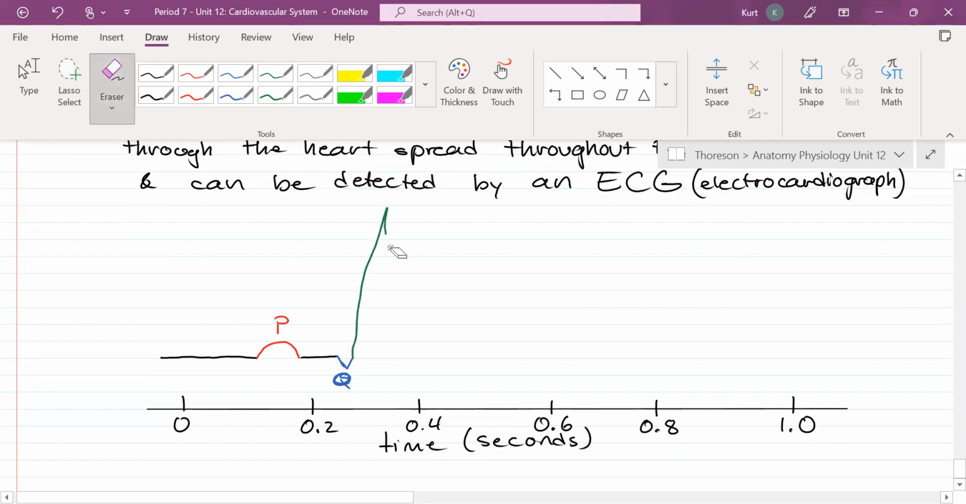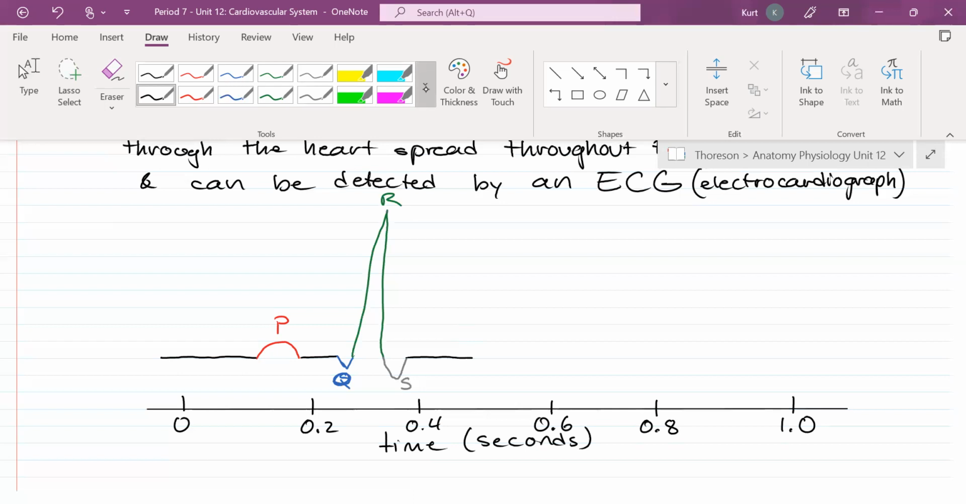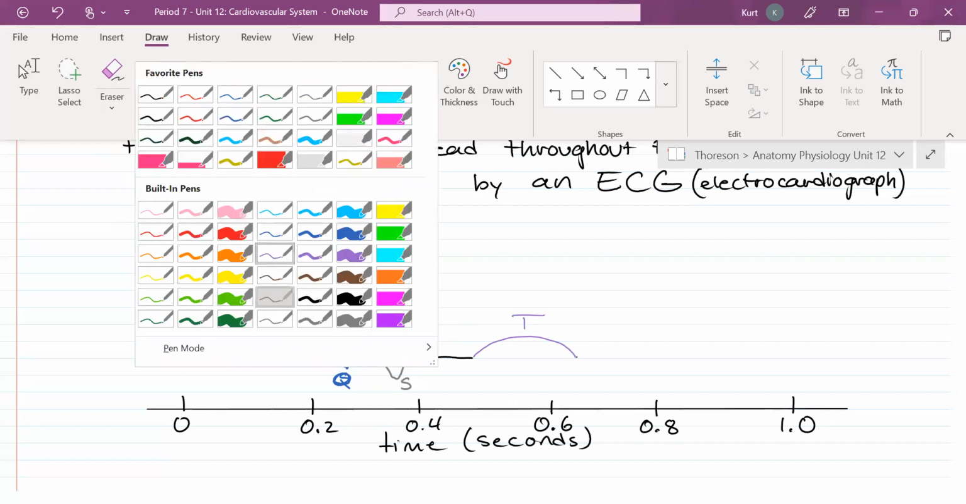Then go up. Then go down. This is your R wave. Very, very powerful spike. Then it kind of dips down again. This will be the S interval. A little bit of a lag. And then we're going to finish it off with a T wave. And then the whole thing just repeats itself.